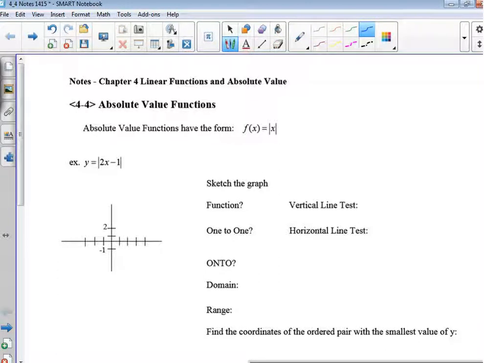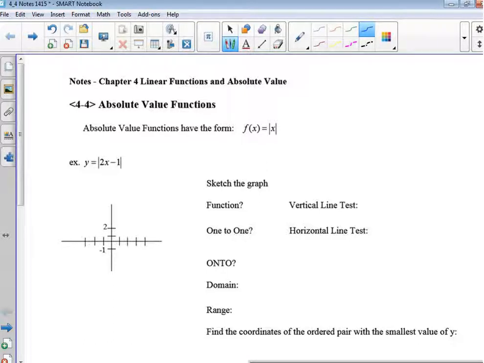Okay, today we are going to be talking about absolute value functions, section 4-4. We're going to be using our graphing calculators and seeing how to find some minimum values using those. So you will need to have that. So you need to pause this if you don't have it and go get your graphing calculator. Okay?